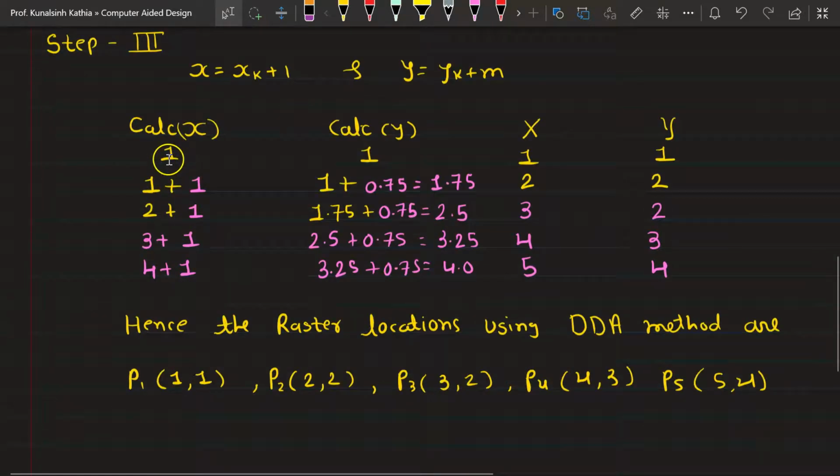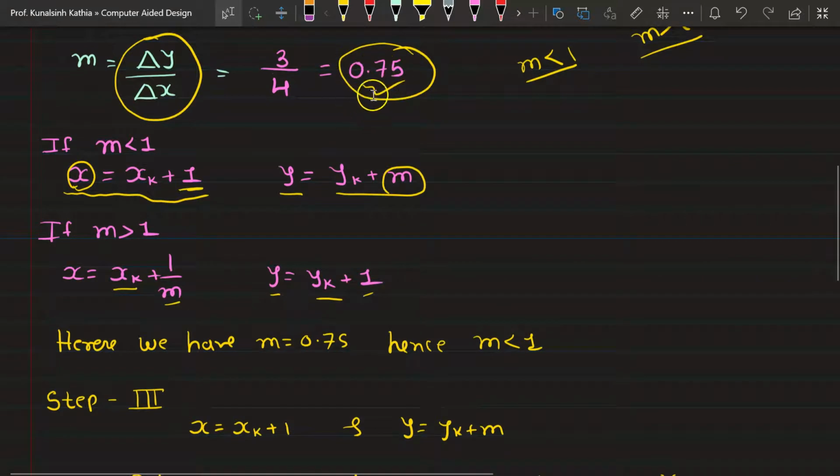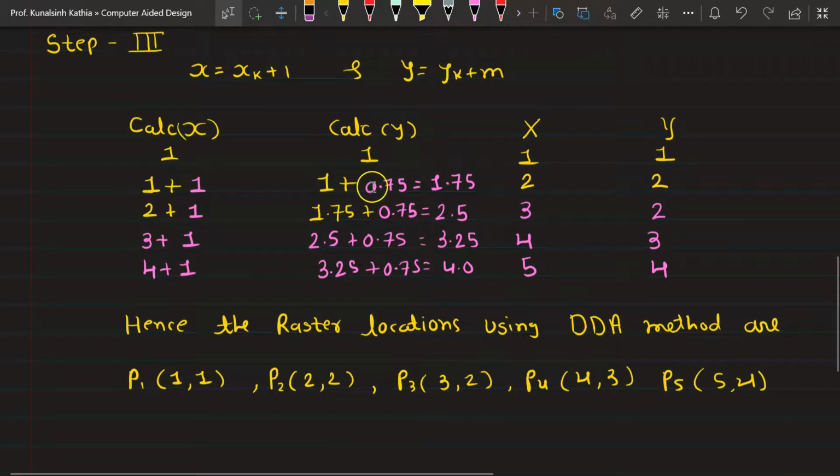So I'll place these points here: x and y are 1. Now the next step is to follow the equation. Next x will be xk plus 1, so the previous 1 plus 1 is equal to 2. And y will be yk plus m. So yk is the previous value, 1, plus m, which is 0.75 that we obtained. So 1 plus 0.75 is 1.75.